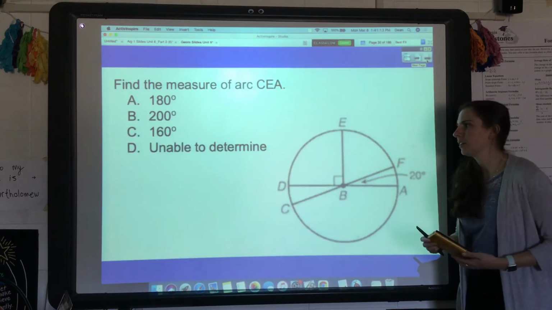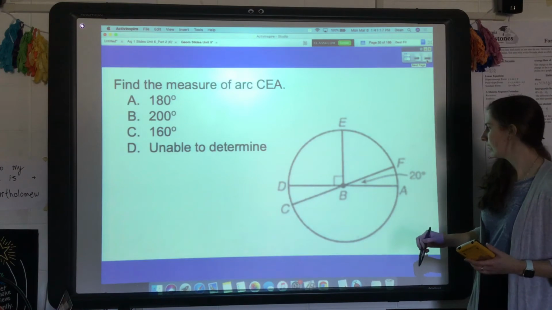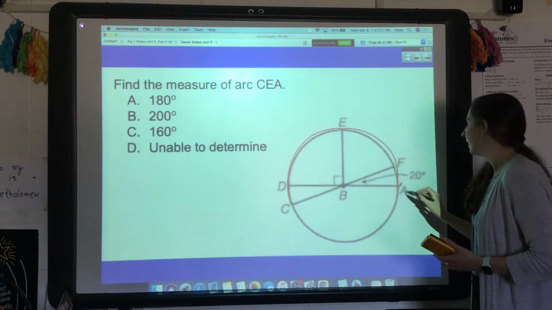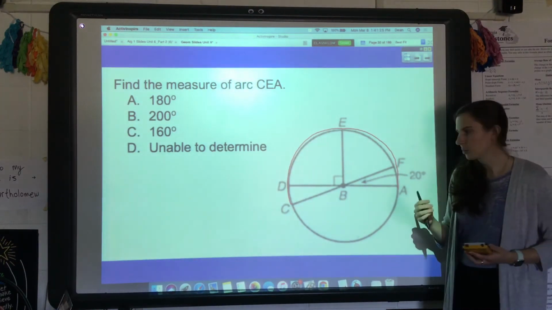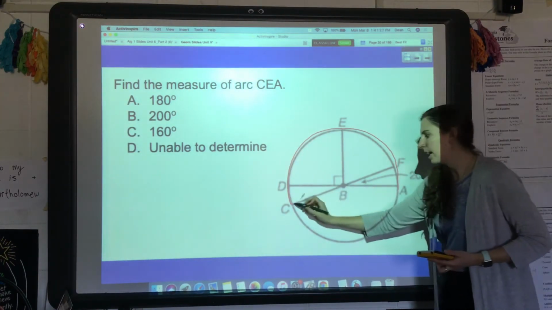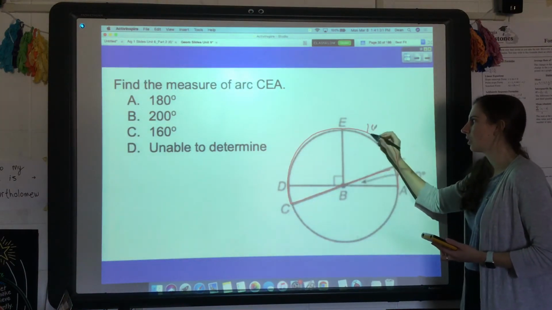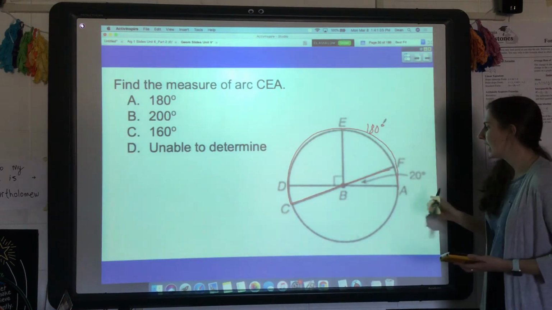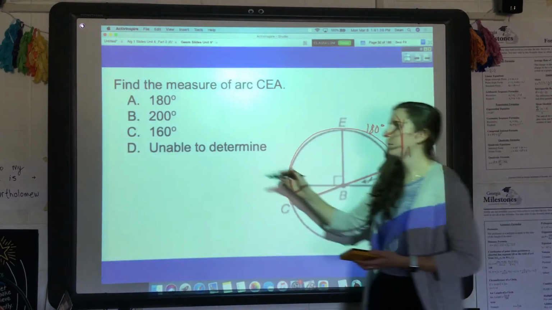All right, here's a little multiple choice kind of question. The measure of arc CEA. On this one, there's a few ways to do this as well, but I would do it as this piece is 180 because it's half a circle. Anytime you can figure out if something's half a circle, that's helpful. And then just add an additional 20. So 180 plus that 20 would be 200.